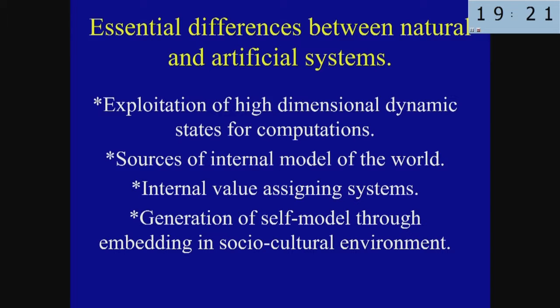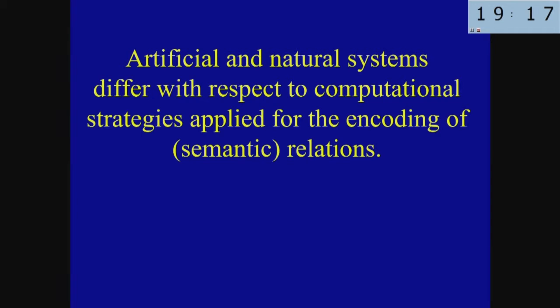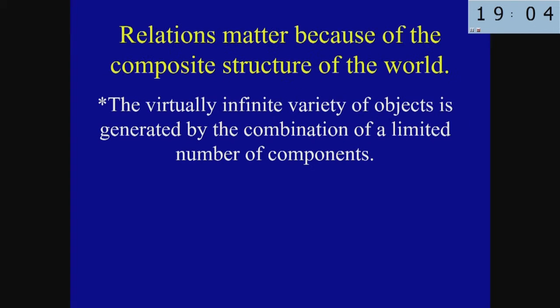So now you can go on with the digestion cycle because this is the summary, more or less. So the two systems, they use very different strategies to encode relations, semantic relations. And why do relations matter? Because of the composite structure of the world.